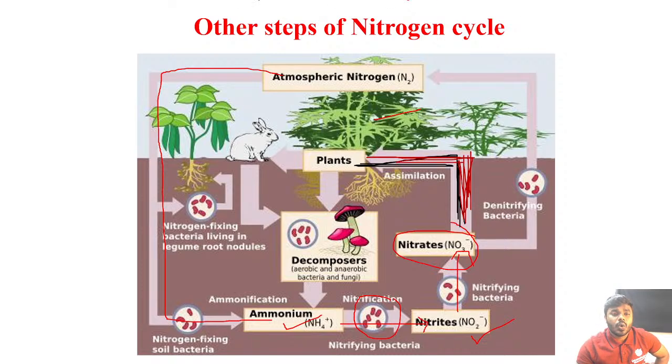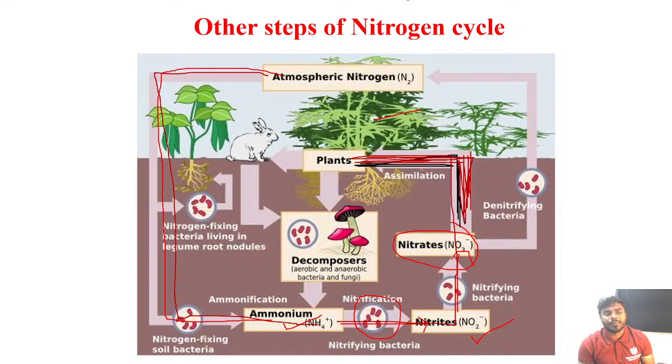So friends, what are the steps that we have studied so far? We converted atmospheric nitrogen to NH3, NH4. NH3, NH4 we converted to NO2 and NO3. Ultimately, we have assimilated NO2 and NO3 in the plant body. Now, what's the major step? Now you listen.